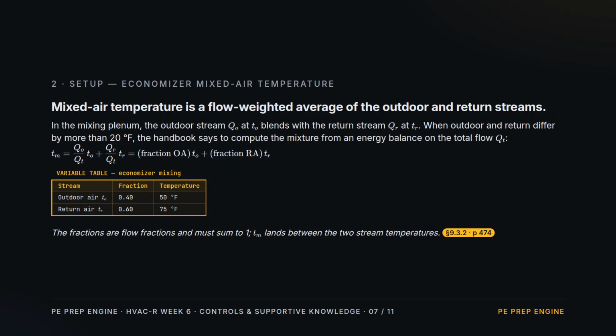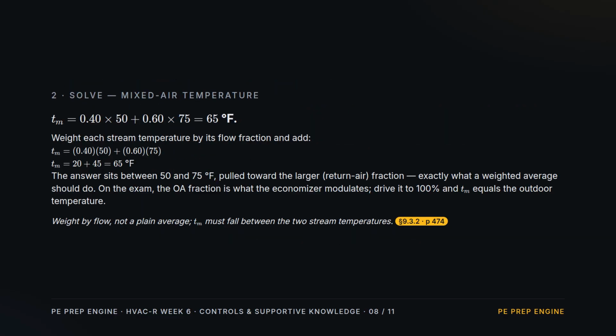Setup: the economizer's mixed air temperature. In the mixing plenum, the outdoor stream blends with the return stream, and an energy balance on the total flow gives the mixed air temperature. The outdoor flow fraction times the outdoor temperature, plus the return flow fraction times the return temperature. Those are flow fractions, and they have to sum to 1. Our givens: 40% outdoor air at 50 degrees, 60% return air at 75. The handbook applies this balance when the 2 streams differ by more than 20 degrees. Ours are 25 apart.